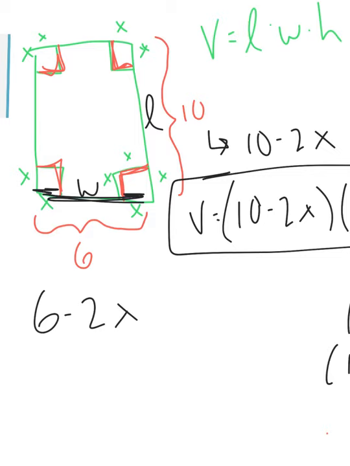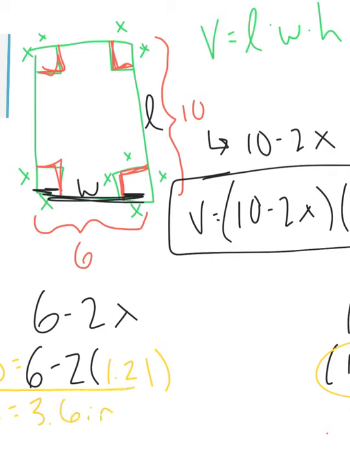Now let's go back and look at what the question asks. The question asks, what are the dimensions of the box that give the maximum volume? So it's not even asking for maximum volume. It's asking for the dimensions of the box. So I'm just going to simply plug in for x here. I'm going to go 6 minus 2 times, we said, 1.21. That's going to be the width, and that's going to equal about 3.58, or we'll just say 3.6 inches.